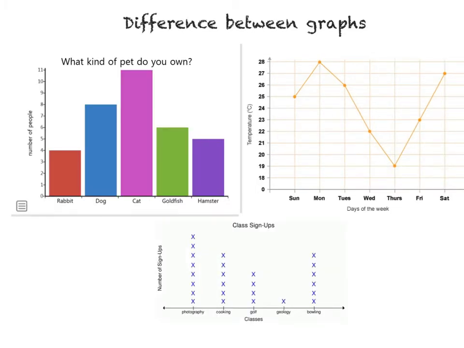So far throughout this unit, you've learned about lots of different types of graphs. Some of the graphs seen here are the bar graph, the line plot, and what we're going to learn about today, the line graph.